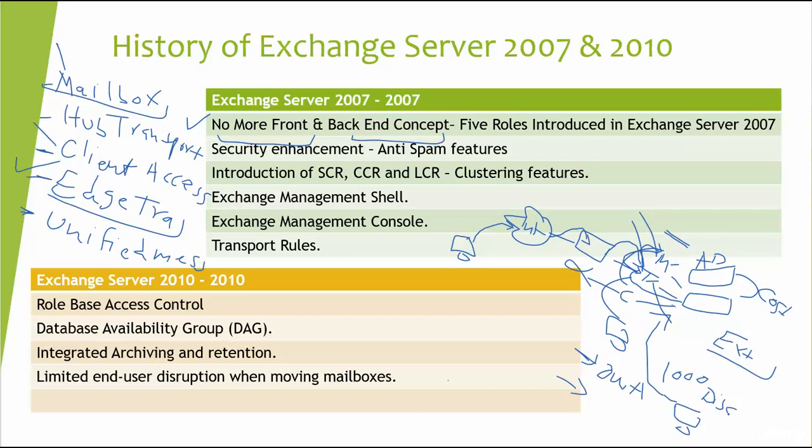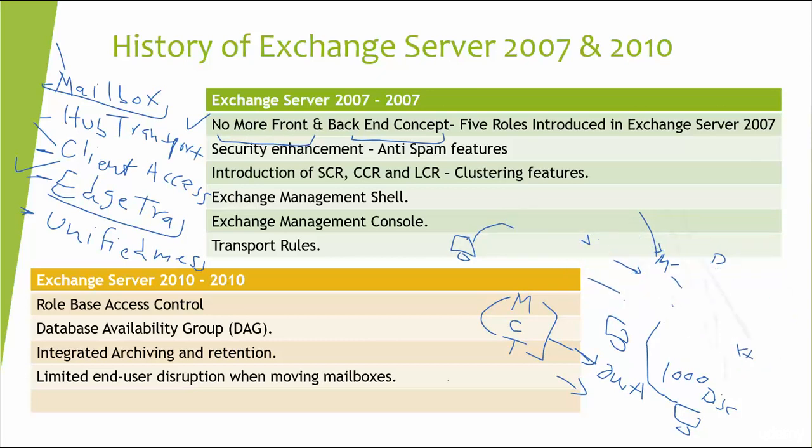So in Exchange Server 2007, mailbox, client access, and transport role, they were the main parts that you were required to install in order to make your Exchange server work properly. Without these three, your Exchange server was nothing. So one other thing that is left is unified messaging role.